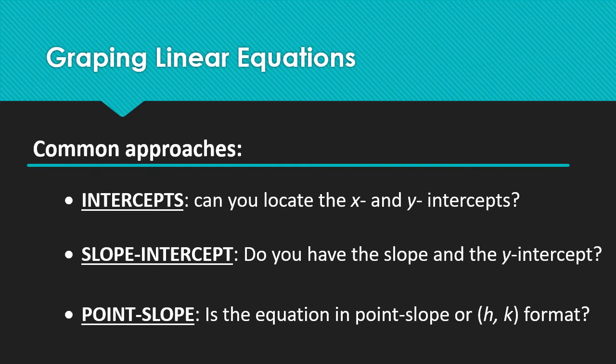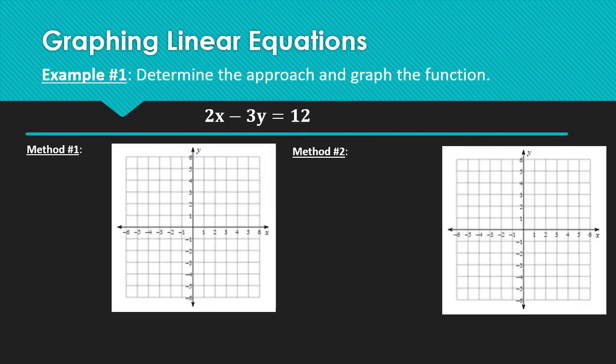There are 3 common approaches to graphing linear equations. The first one is the intercepts. Can we locate the x and the y intercepts? If you can figure out where the graph crosses the x-axis and the y-axis, then you can graph the linear equation. The other 2 are slope-intercept and point-slope forms. If you have the slope and the y-intercept, you can graph the function. And the last one is the point-slope form. If you have a point and a slope, you can graph the function. Remember, we've also mentioned the HK format, which is the same thing as point-slope form.